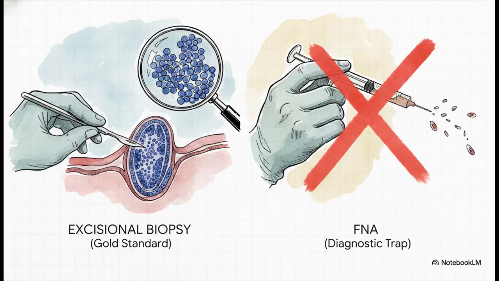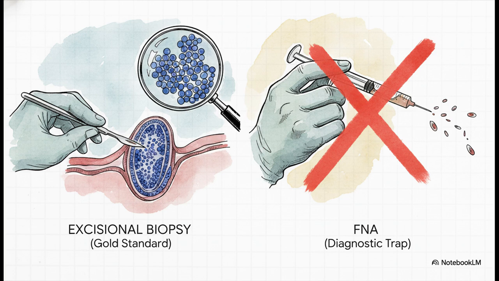Now, to actually get that diagnosis, you need the gold standard, an excisional lymph node biopsy. You have to take the whole node out to really evaluate the architecture and find those Reed-Sternberg cells hiding within their reactive inflammatory background. Please, whatever you do, do not fall for the classic exam trap here. Fine needle aspiration cytology, or FNAC, is not diagnostic for Hodgkin lymphoma. It simply doesn't provide enough tissue architecture to confirm the diagnosis safely.